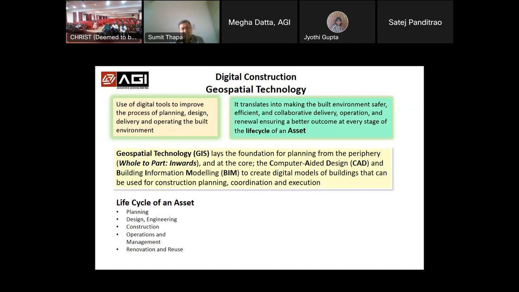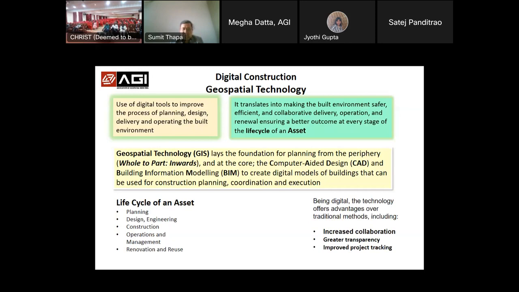What is the life cycle of an asset? Where does it start? Planning, design engineering, as I told, construction, operation and maintenance, renovation and reuse, and then being digital. This is exactly what I was talking about. The advantage, as the professor has just told, is increased collaboration. That's where the importance of digital technology, particularly GIS, or geospatial, comes in: greater transparency and improved project tracking. What we need today is monitoring.